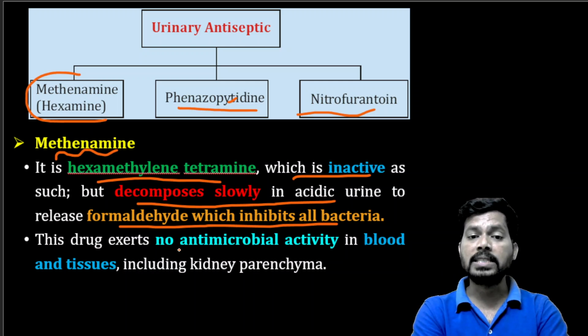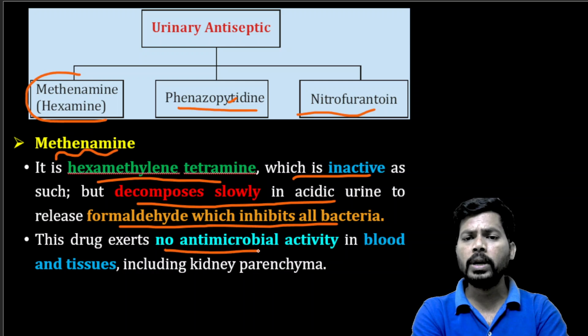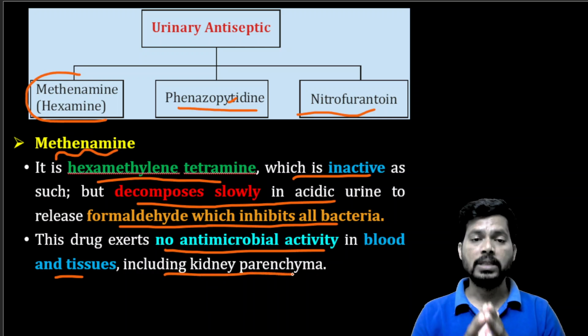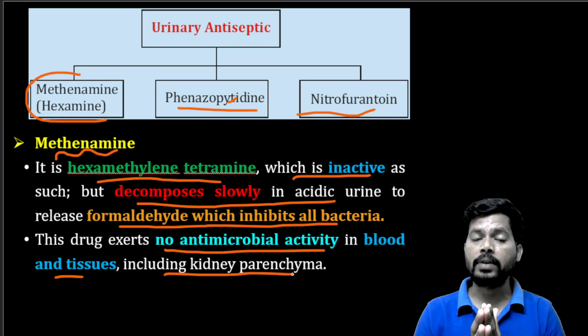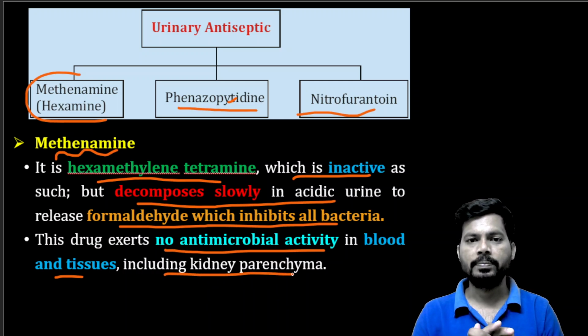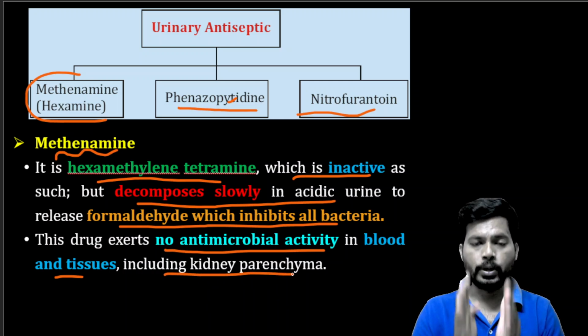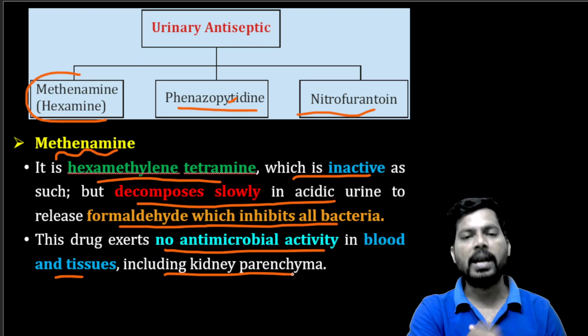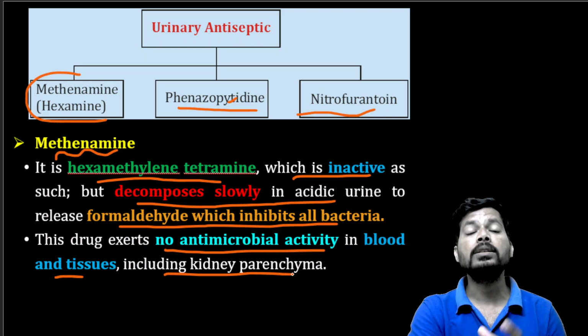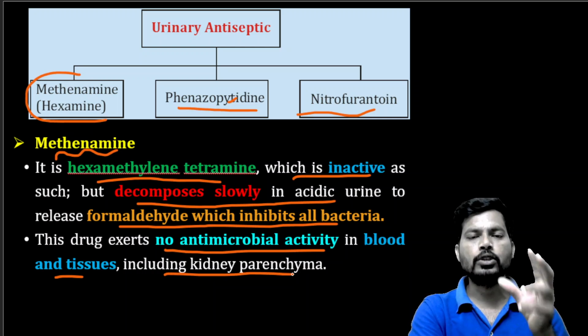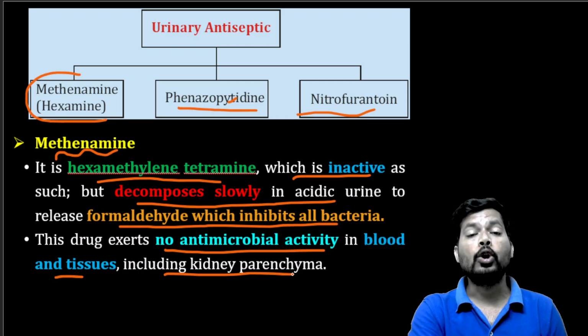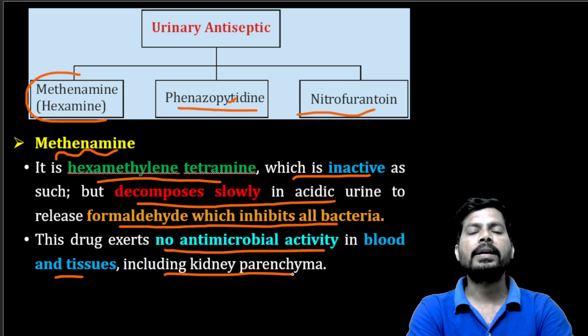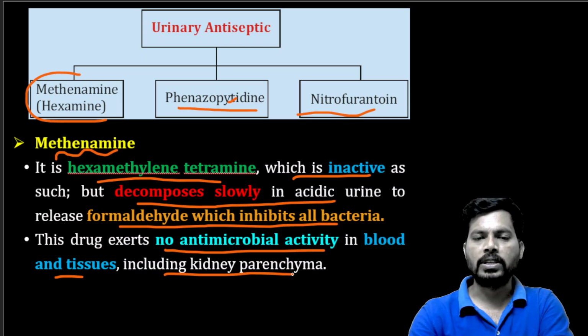These drugs exert no antimicrobial activity in blood as well as tissue, including kidney parenchyma. So mostly this drug does not exert antibacterial activity other than in the urinary tract. It exerts action only in the urinary tract but not in other tissues and organs, including kidney parenchyma. That's why these are known as urinary antiseptics. They specifically show action on the urinary tract, especially the lower urinary tract, and kill the bacteria which can cause urinary tract infections.